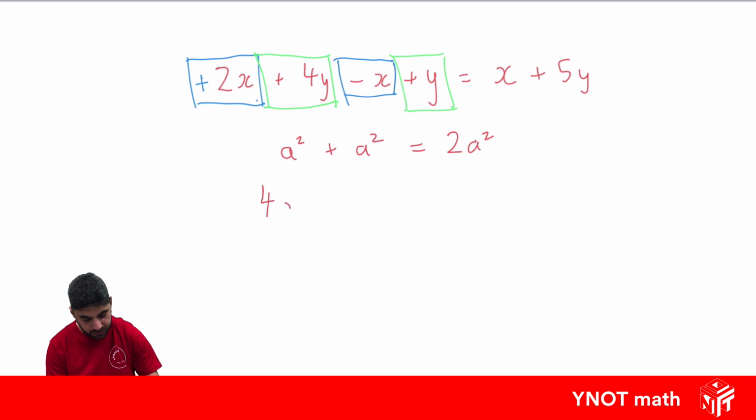What about 4x cubed plus 6x cubed? Well, that's 10x cubed. So as long as the powers are the same, x cubed, we just add the coefficients together and we get 10x cubed.